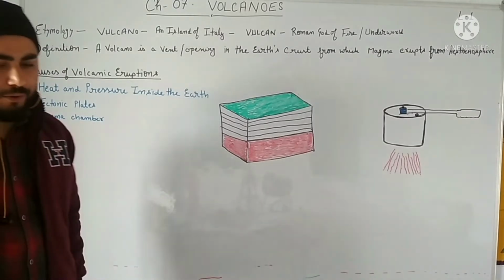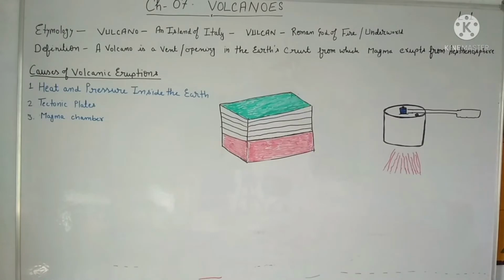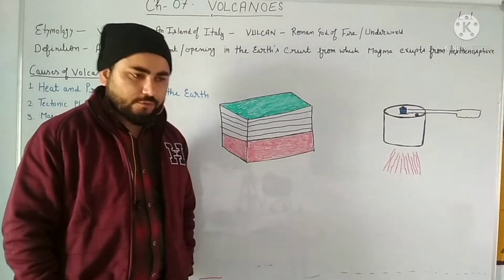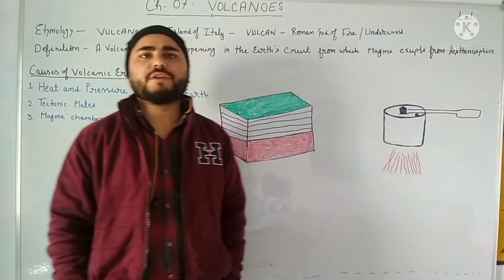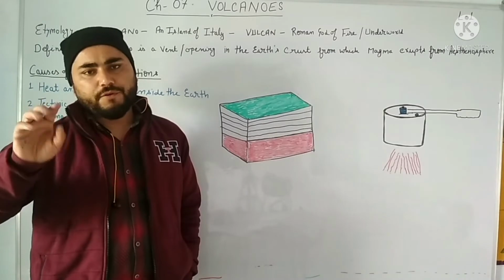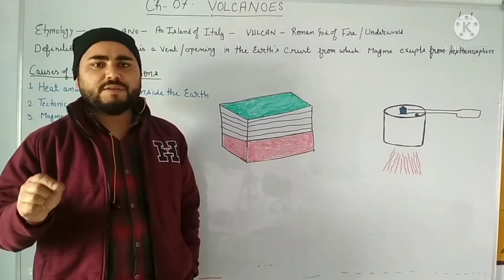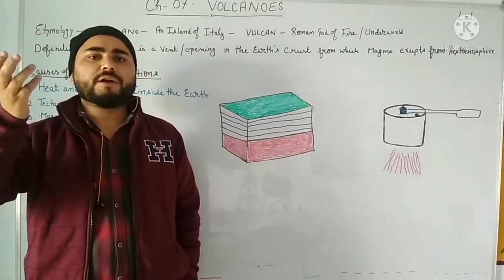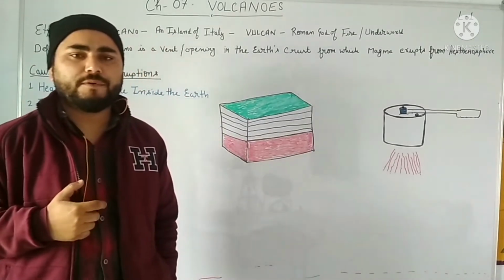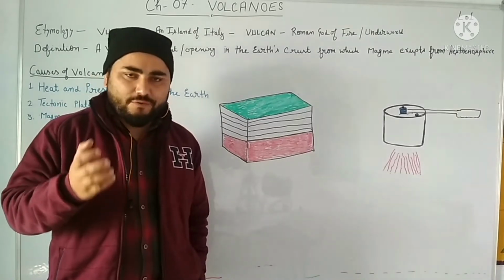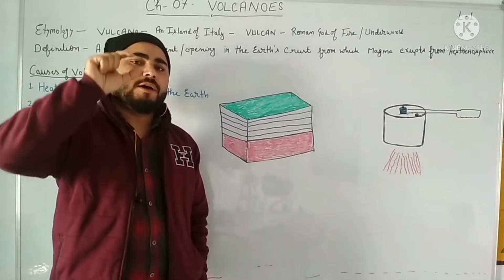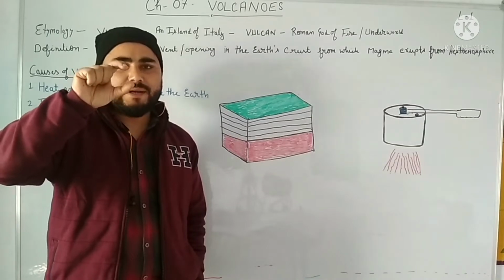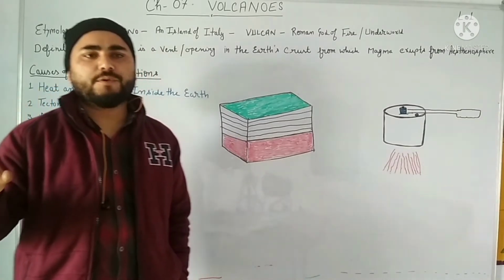Now we will study the causes of the volcanic eruptions. What are the causes of volcanic eruptions? For volcanic eruptions, we need to have three things. First of all, we need a material which is supposed to be thrown out from the interior of the earth. That material is magma. Second, we should have a force or pressure to throw that out. And third, we should have cracks in the earth's surface, because the earth's surface is very thick.